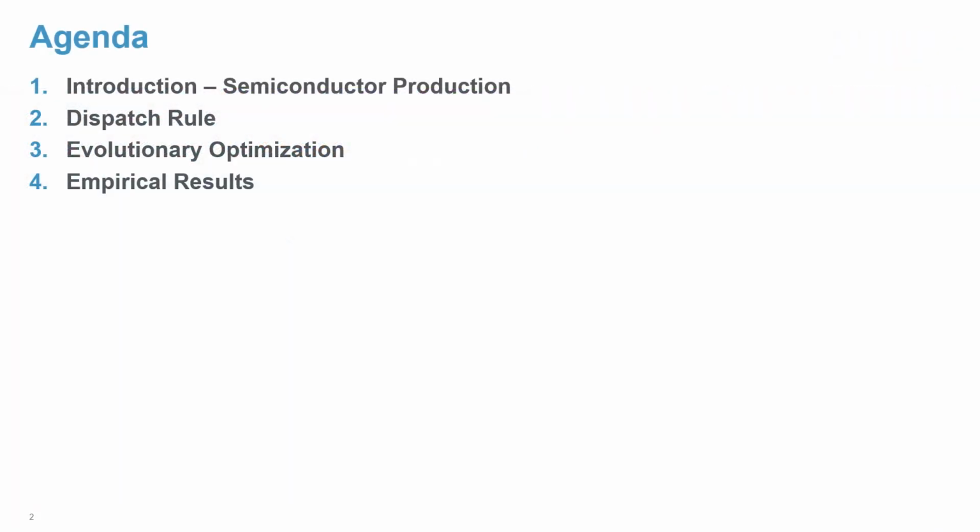The agenda of this talk is as follows. I'll give a brief introduction to the semiconductor manufacturing process and the dispatch rule used to schedule lots in the fab. I'll introduce our method for tuning the dispatch rule's parameters, and I'll show some empirical results comparing our method to a baseline method.